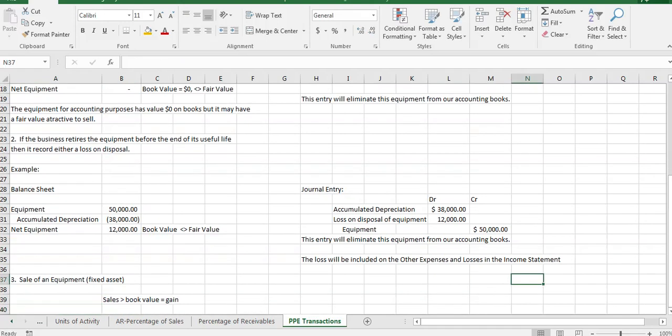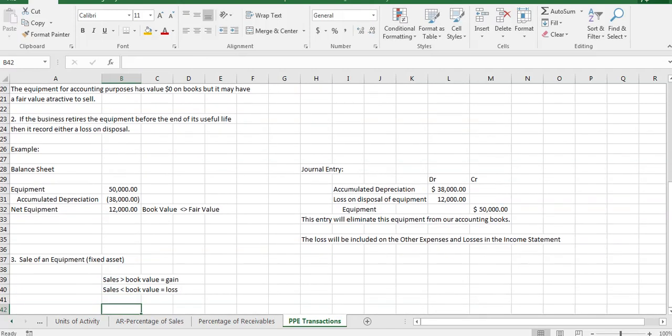If the book value is larger than the sales, then you will get a loss. So it is important: the book value is larger than the sales, then you will get a loss. So this is very important to understand. So we want to have the information to make sure that we properly classify our transaction.